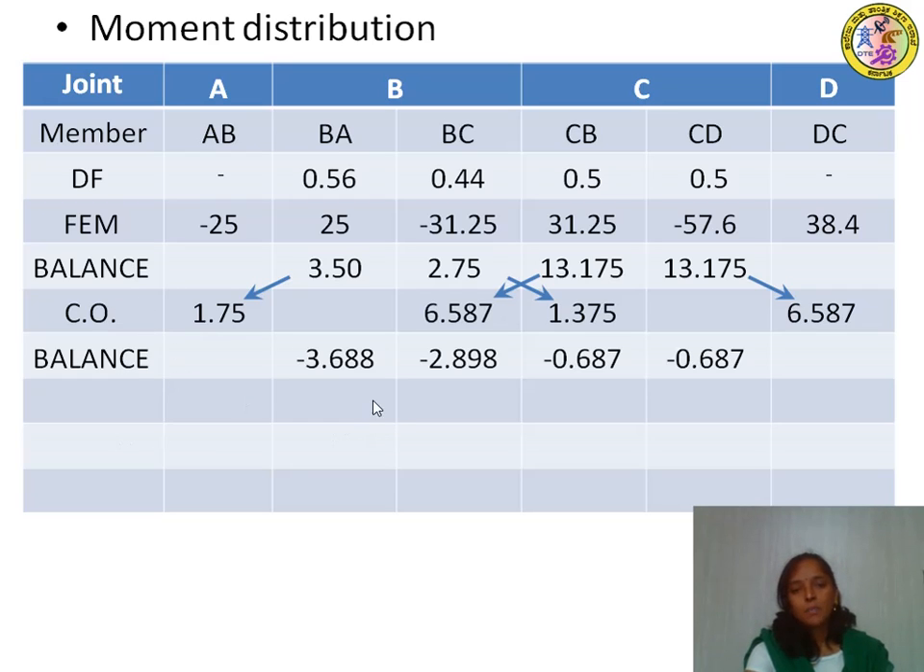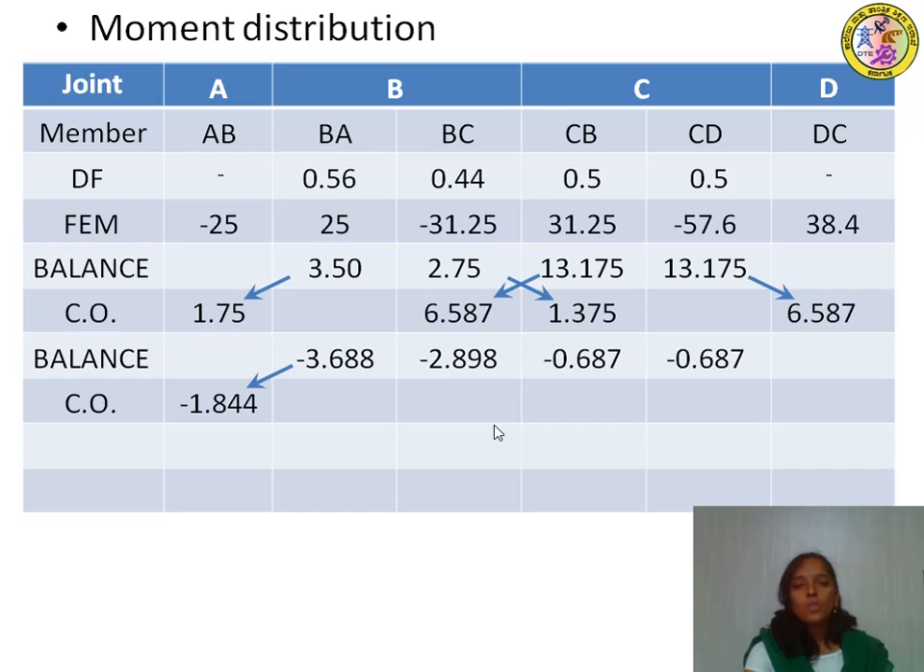So the next step is carryover. As soon as we have applied minus 6.587, some portion of that moment will be carried to the far ends. So for member BA, the far end is AB. So half of minus 3.688 will be equal to minus 1.844. This is the carryover moment at AB.